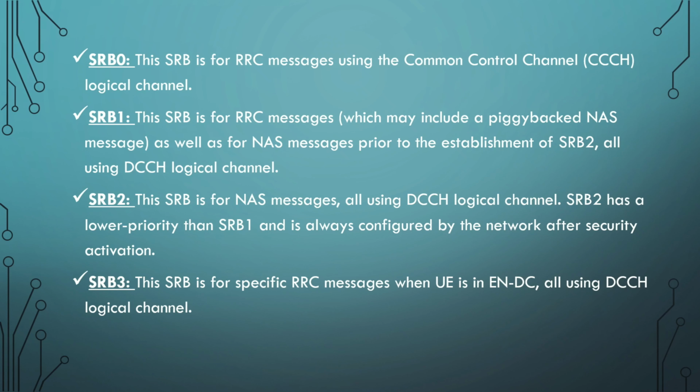SRB 0 is basically for the RRC message using the common control channel. If you talk about SRB1, this SRB is for the RRC message, which may include a piggyback NAS message, as well as the NAS message prior to the establishment of SRB2. These all are basically using the DCCH logical channel.